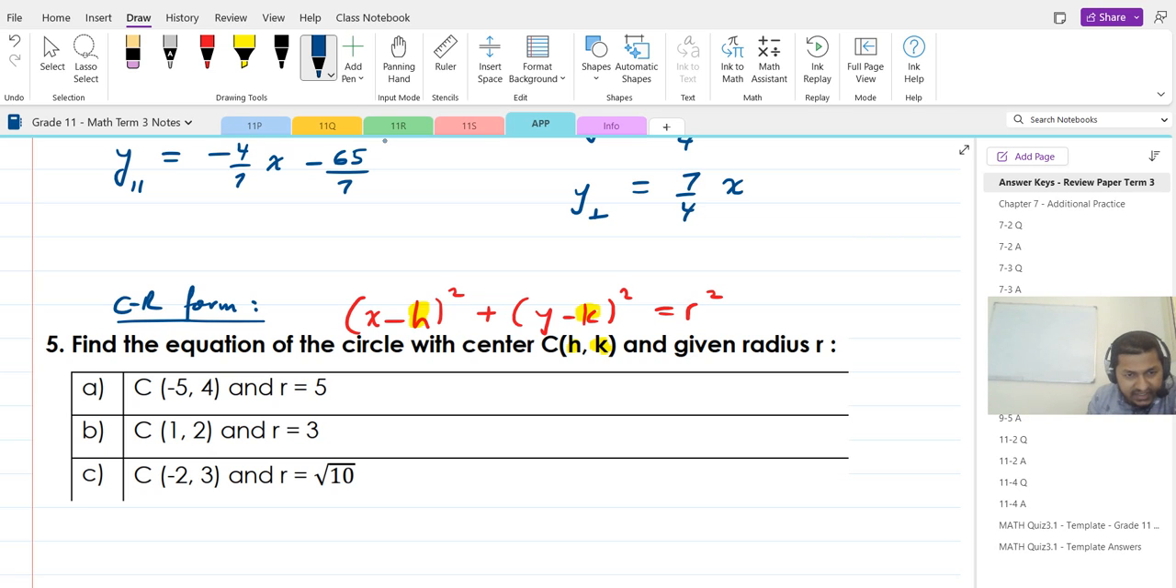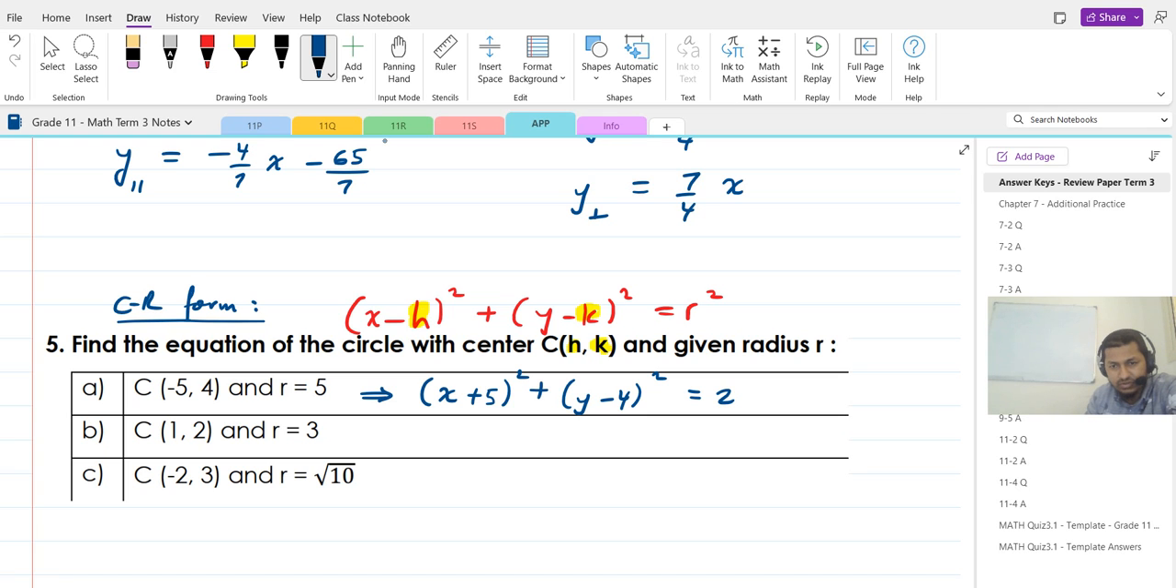Now let's see, given radius r. So if the center is minus 5, 4 and the radius is 5, remember you're always squaring the radius, so the equation will now become x minus minus 5. Remember, I said put the opposite sign. If you have minus 5 and 4, put the opposite sign. So x plus 5. Why opposite sign? Because you're going to say x minus minus 5. So x plus 5 all squared plus y minus 4 all squared equals r squared.